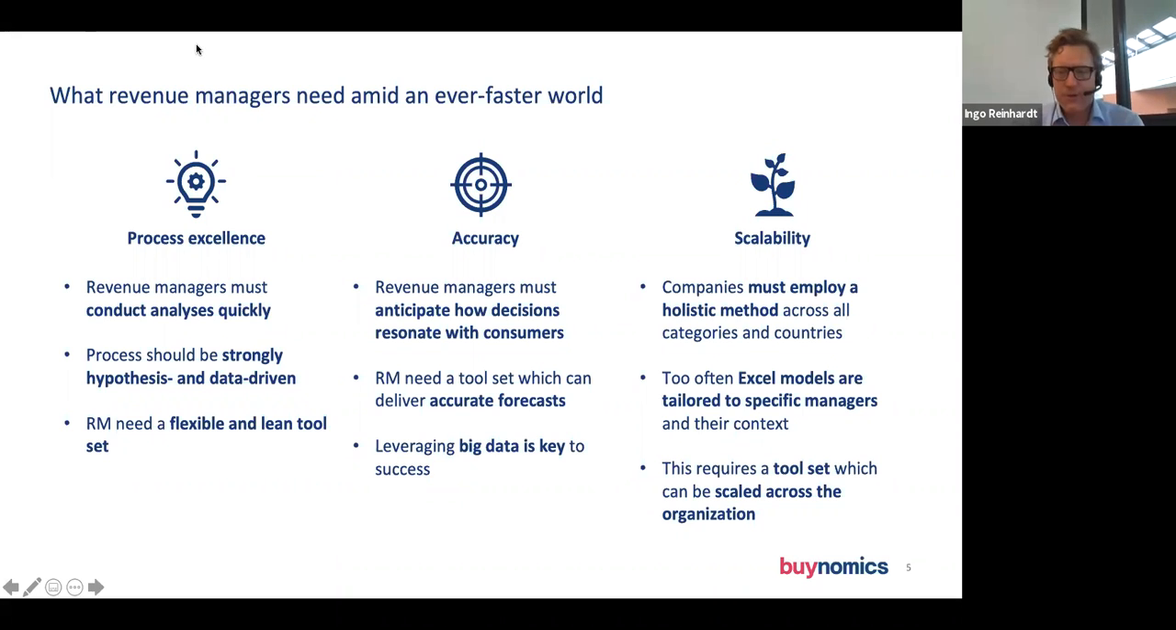So I'll hand it over to David to go into the details of the revenue management of tomorrow.